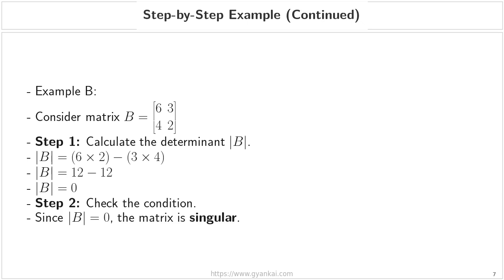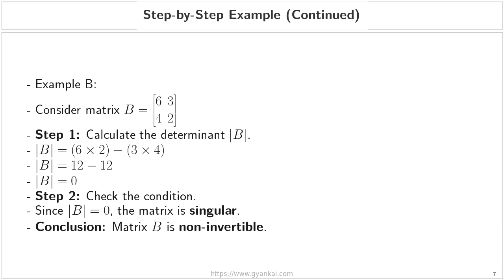Now, for step 2, we must check our condition. Since the determinant of B is exactly 0, this matrix meets the definition of a singular matrix. Therefore, our final conclusion is that matrix B is non-invertible.